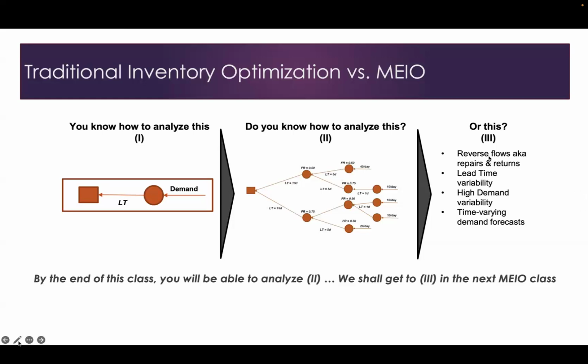The third one is what happens right now. I'm just talking about demands. What happens if you have reverse flows, like repairs and returns? It's called reverse logistics, by the way. Right now I'm just talking about the demand and it being met by a supplier. What happens if I have lead time variability? What happens if I have high demand variability? And remember, I assumed that the demand rate was constant. What happens if I have time varying demand rates or demand forecast?